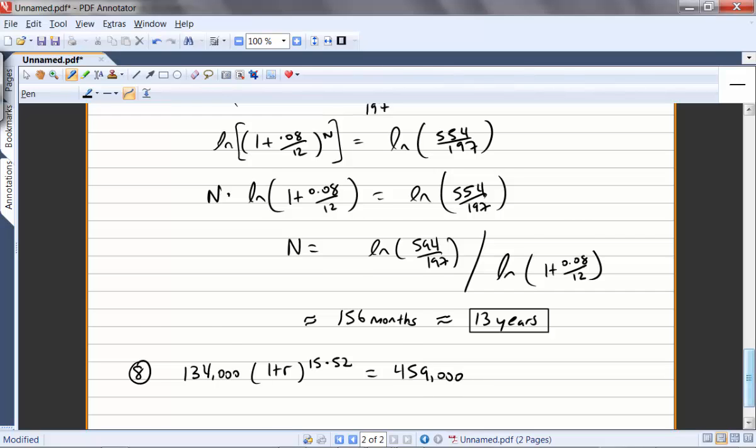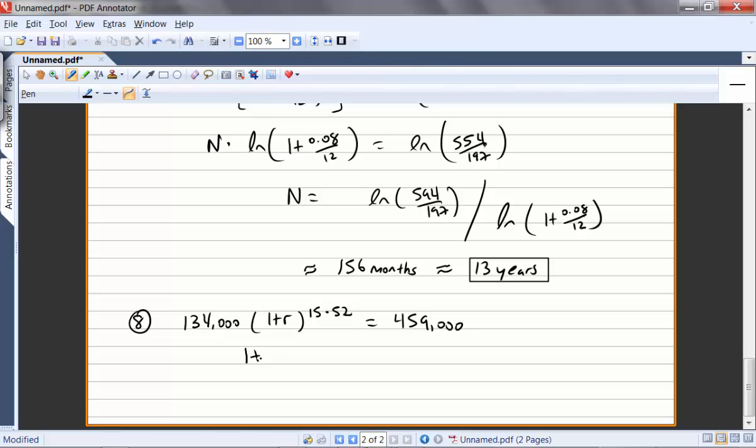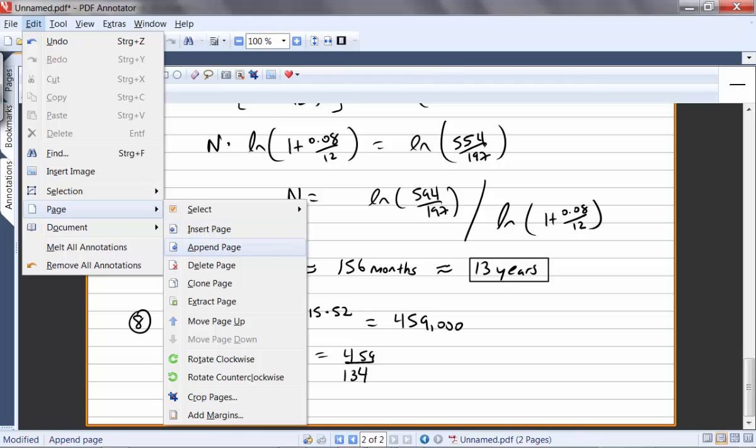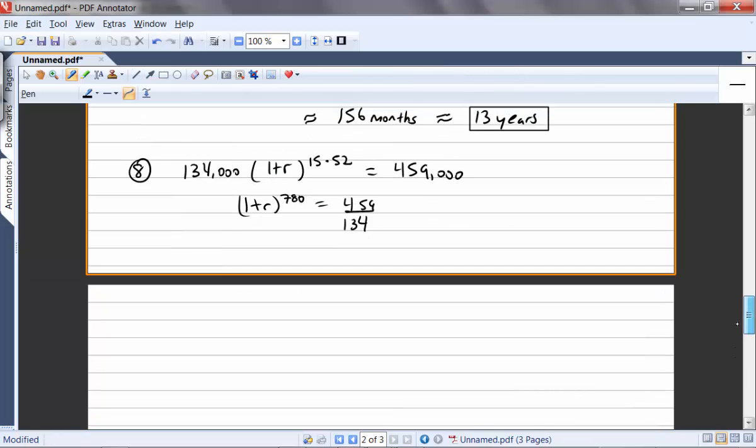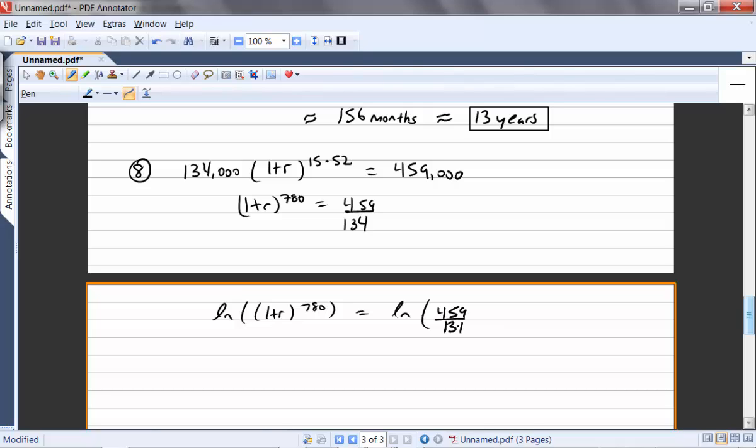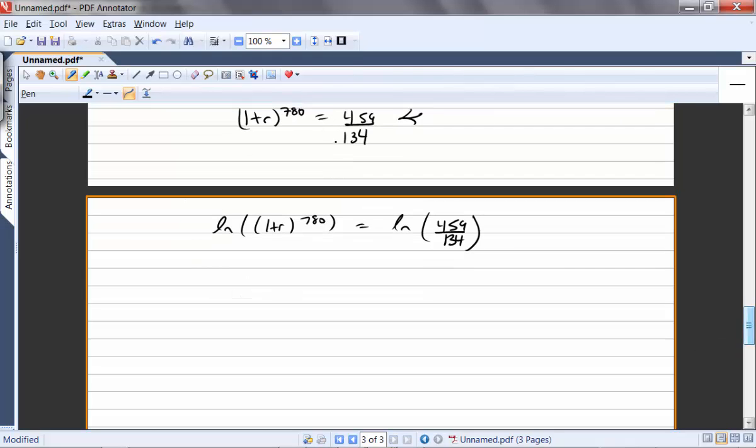So we set up this equation and we solve for r, using the same thing we did earlier. First of all, what's 15 times 52? 780 weeks. And we will have this. Divide both sides by 134,000. Then take the natural logarithm of both sides. Don't forget to take the natural logarithm of both sides. Whatever you do to the left-hand side, you have to do to the right-hand side, because we're saying they're equal. If the left and right-hand sides are equal, then we have to do the same thing to both sides. This is an equation, an equality, not an inequality.